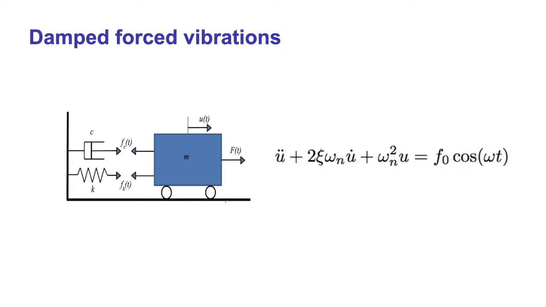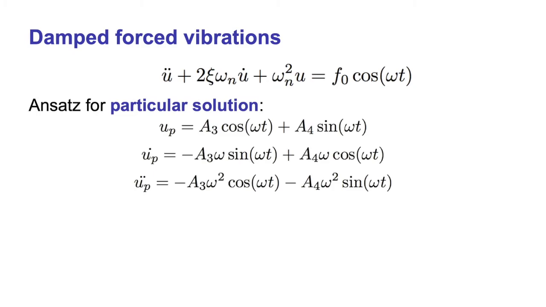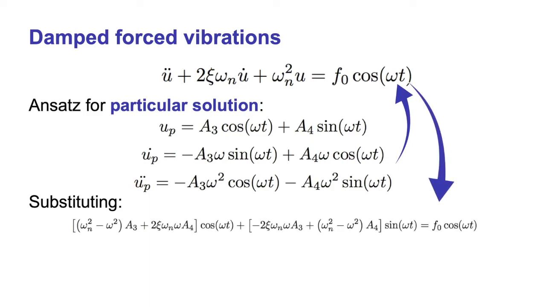Let's now look at damped forced vibrations. In such cases, the mass-normalized equation of motion of a mass spring dashpot system is this one. In order to solve it, we postulate a particular solution for the displacement response formed by a cosine and a sine term, both vibrating at omega. Differentiating it once with respect to time, we obtain the velocity, and differentiating it twice, we arrive at the acceleration. Substituting u dot and u double dot into the equation of motion yields the following expression.